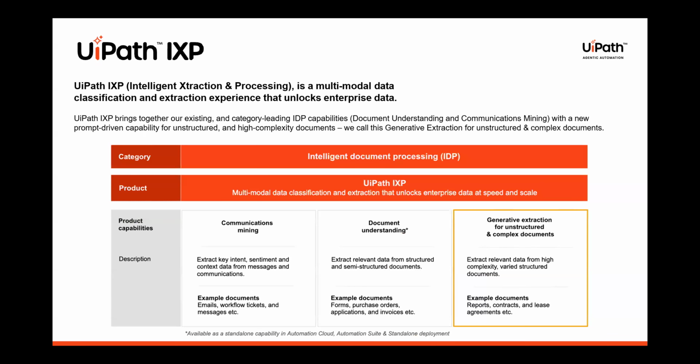So UiPath Intelligent Xtraction Processing is basically a new capability. UiPath brought it together with the existing capabilities like communications mining, document understanding, along with this new capability, generative extraction for unstructured and complex documents. With the existing capabilities, we have communications mining to mainly process emails, tickets, messages, and we have seen document understanding earlier, where we usually process documents, structured, semi-structured, etc.